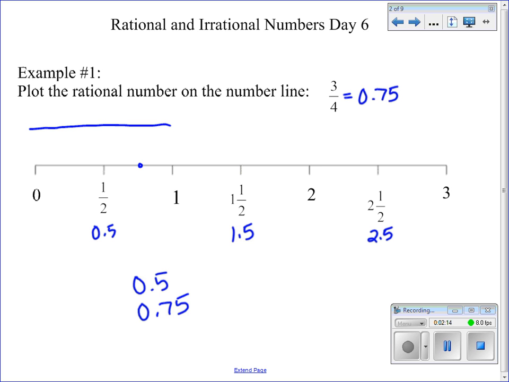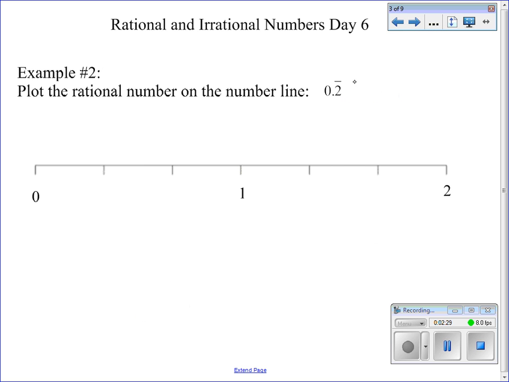In fact, 3/4 is halfway in between 1/2 and 1. So we find that, we put our point on the number line, write our 3/4 above it, and call it good. Let's try another example. This one is 0.2 repeating. It is a rational number because it is repeating. And we're going to ask ourselves, where on this number line does it fit?